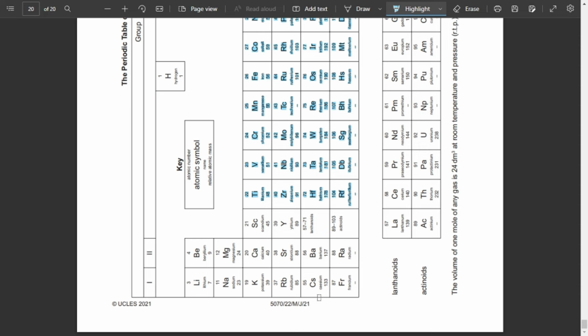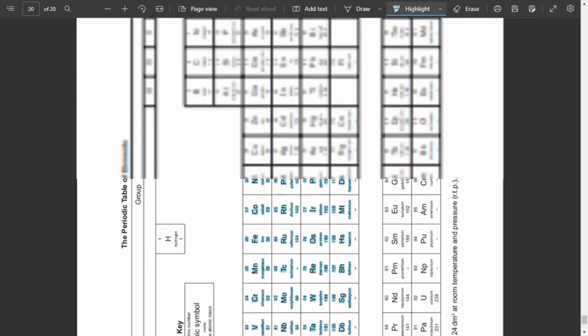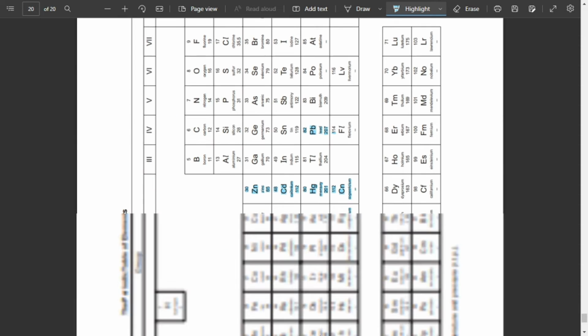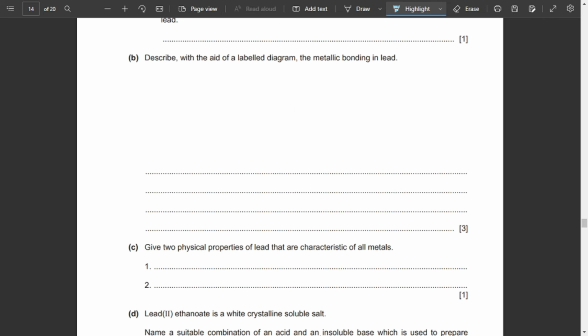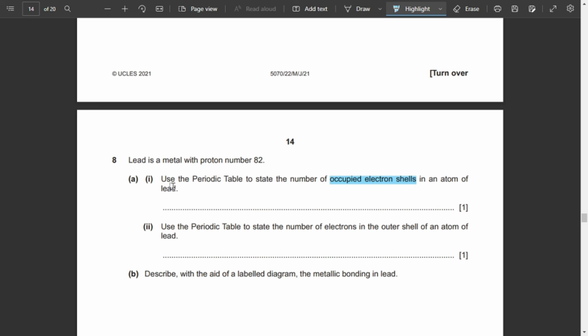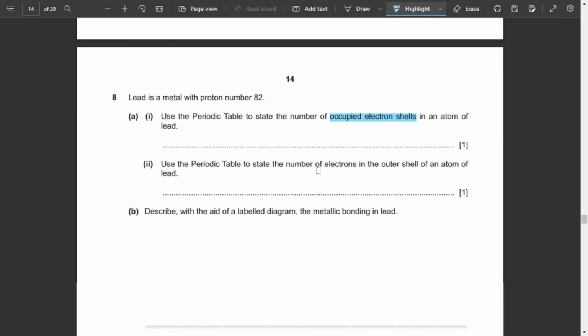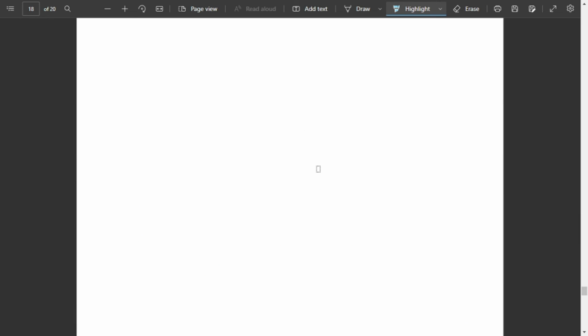Alright, I would like to read the question because I think there's a bit of confusion. The question said use a periodic table to state the number of occupied electron shells in an atom. We're talking about the occupied electron shells, not the outer valence shell. That's my bad, I'm sorry for that. We are going to tell how many shells are in a lead atom. So if we look at the period number, we'll get to know.